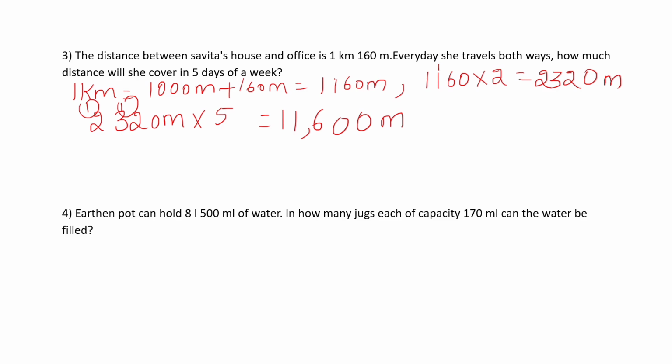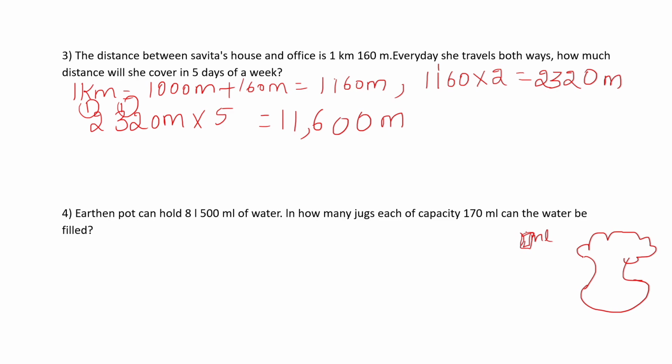Next question. The capacity of the earthen pot is 8 liters and 500 ml. In how many jugs, each of capacity 750 ml, can the water be filled? We have jugs which can hold a capacity of 750 ml. Yes. So how many jugs are required to fill 8 liters 500 ml of water? We need to find out.